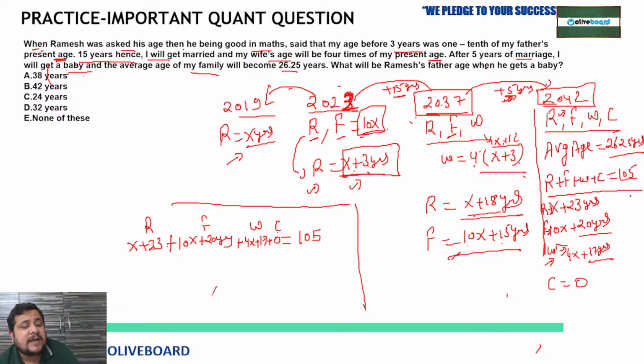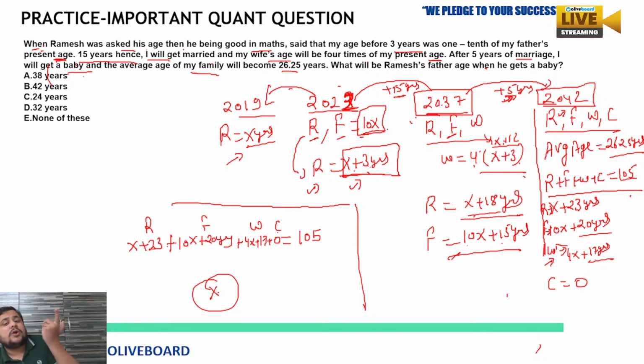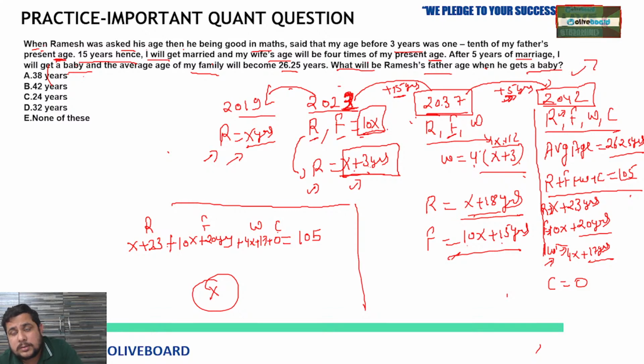Now, just solve the data. When you get the value of x, you will get the answer, or not? This is what is required, right? Because we assume Ramesh's age is x, and the father's age is 10x. So what are they asking us? We have to find out the ages of the family. They are asking what will be Ramesh's age when he gets a baby. They are talking about the age of Ramesh during the birth of his baby, meaning in 2042.